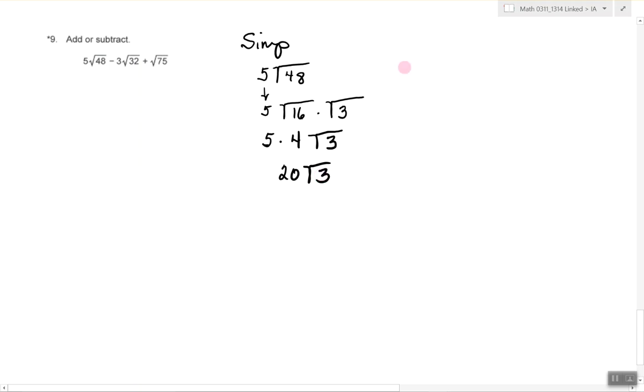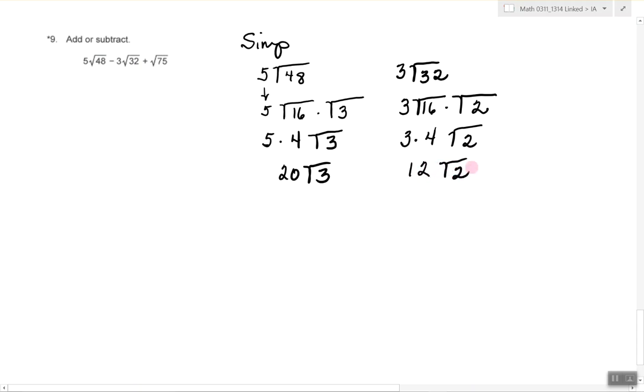The next one is 3 times the square root of 32. So bring down the 3. I think we've done 32 a few times. It is 16 times 2. That is 3 times 4 times the square root of 2, or 12 times the square root of 2. These are not like radicals, but we're not going to worry about that.